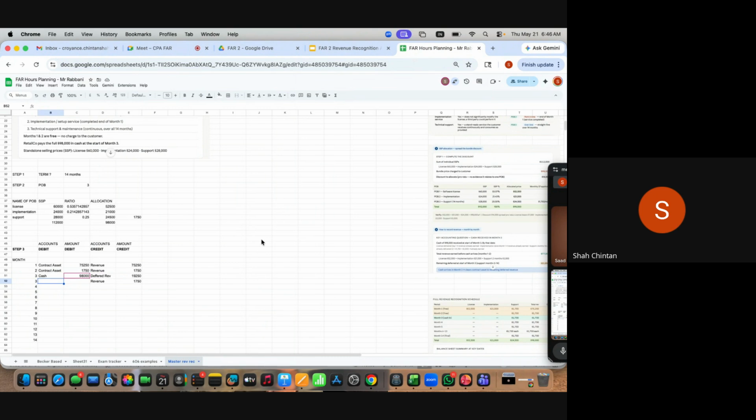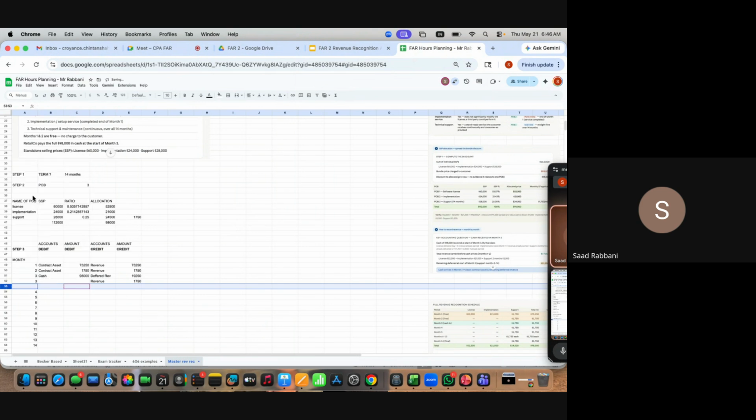Okay, your logic is right. Then you need one more account here. So let's add a contract asset, credit. Okay, and what is the amount? What is already recognized? So that's okay. You have done a net entry. That's perfectly okay.